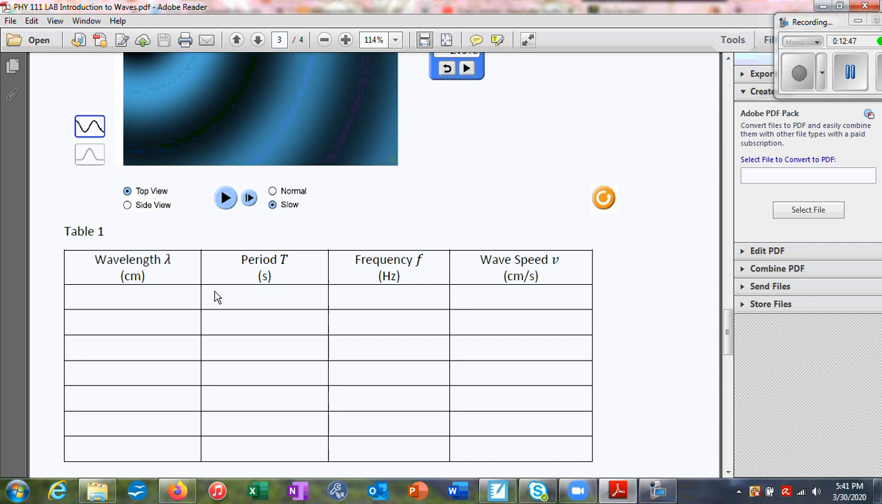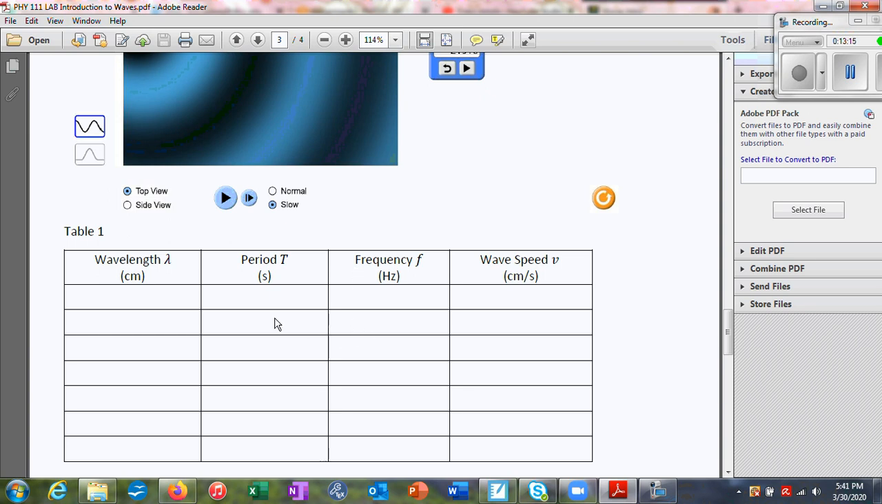You'll write the wavelength here, the period for that particular wave. You'll figure out the frequency, and then you'll compute the wave speed. You'll take that frequency, multiply it times the wavelength you measured, and that will be your velocity in centimeters per second. You're measuring your wavelength in centimeters. And then you'll do it again with the other frequency.